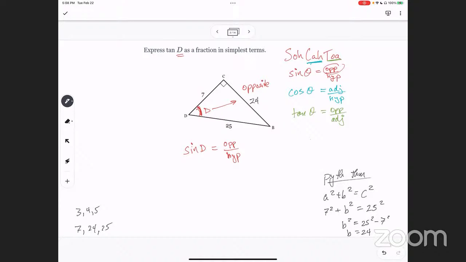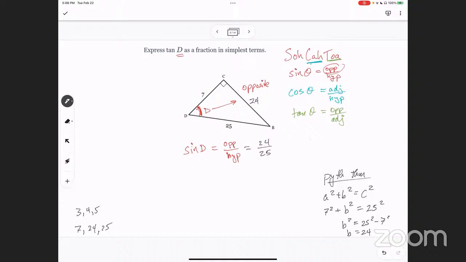So what is the sine of D? It's the opposite over the hypotenuse. Remember, your hypotenuse is always the one across from the right angle. And the opposite and adjacent depend on which angle you're looking at. If you're looking at D, then the opposite is 24 and the adjacent is 7. If you're looking at B, the opposite is 7 and the adjacent is 24.